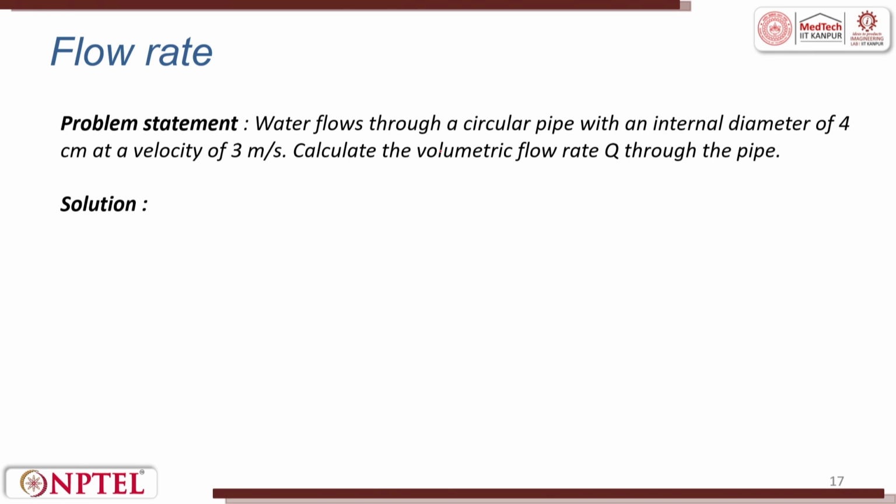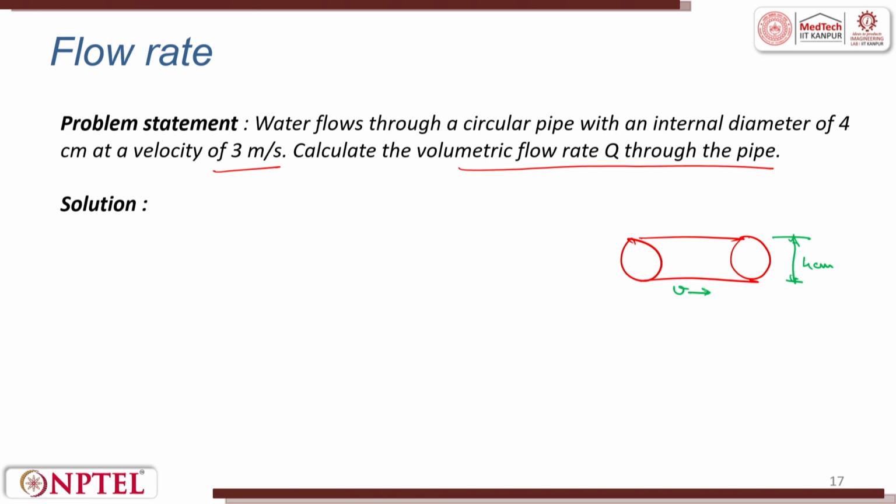So, let me take a simple problem statement here. Water flows through a circular pipe with an internal diameter of 4 cm and a velocity of 3 meters per second. Calculate the volumetric flow rate Q through the pipe. It is a very simple problem. We have a pipe here through which water is flowing. It says the diameter of the pipe is 4 cm and water is flowing at the rate V of 3 meters per second in this direction.